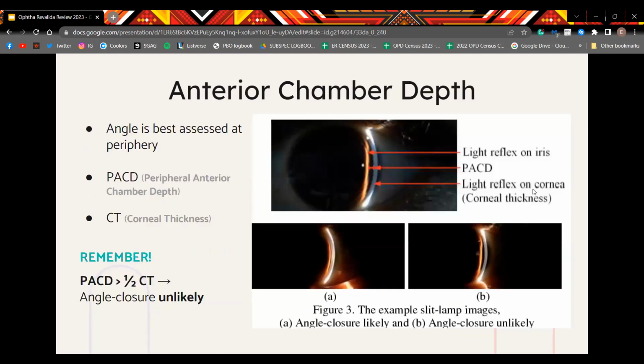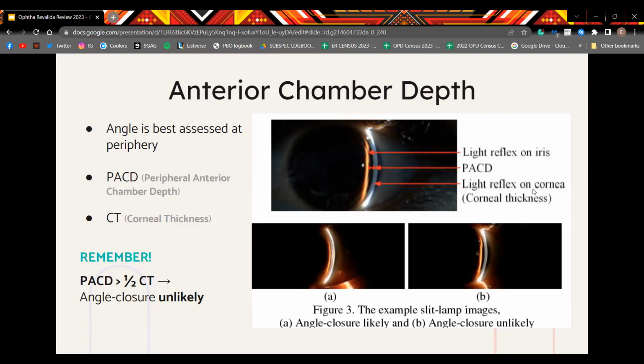So, this is pictures ng anterior chamber sa slit lamp. So, the angle is best assessed at the periphery. So, dun sa may limbus. Makita niyo sa picture na parang may two light beams. Yung first would be the light reflecting on the iris and the second would be the light reflecting on the cornea. So in between them would be the peripheral anterior chamber depth. And this is how we measure yung anterior depth, kung shallow ba siya or kung deep.